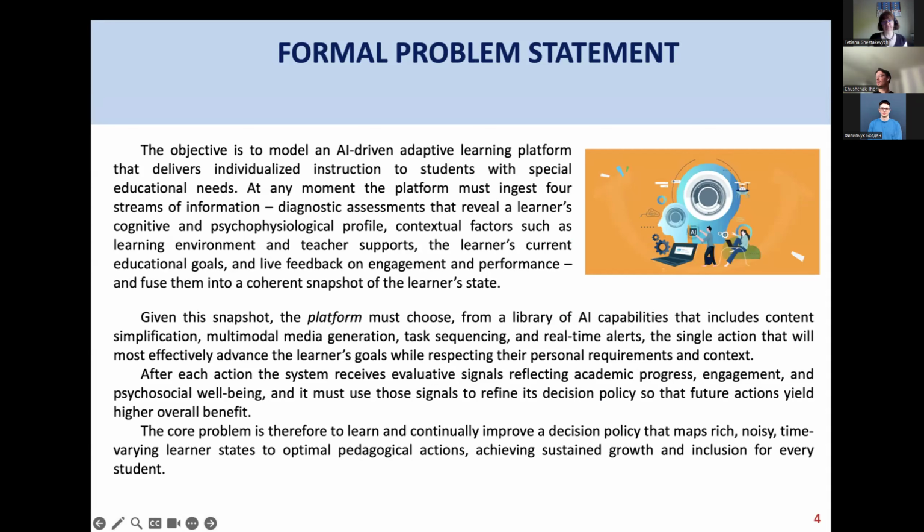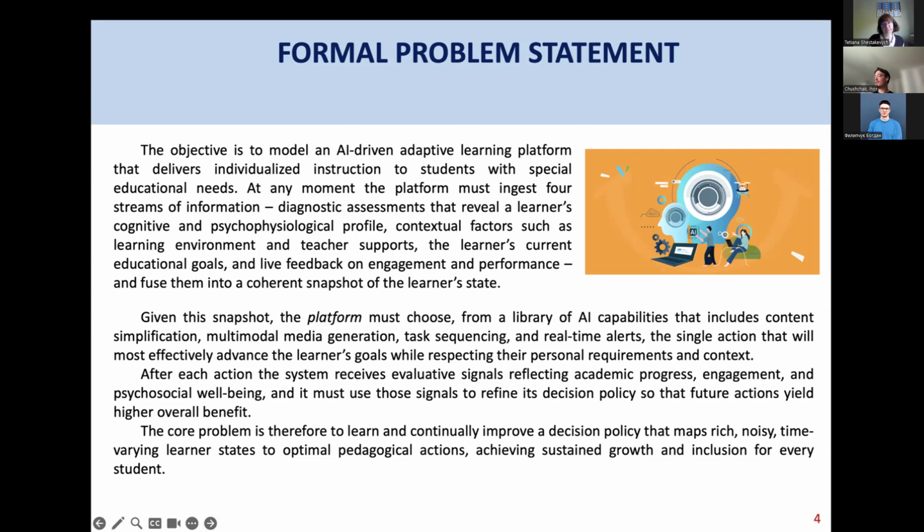The platform must continuously process 4 key streams of information: diagnostic data that outlines the learner's cognitive and psychophysiological profile, contextual information such as classroom environment and available support, the student's current educational goals, and real-time feedback on engagement and performance. Together, these elements form a comprehensive snapshot of the learner's state.